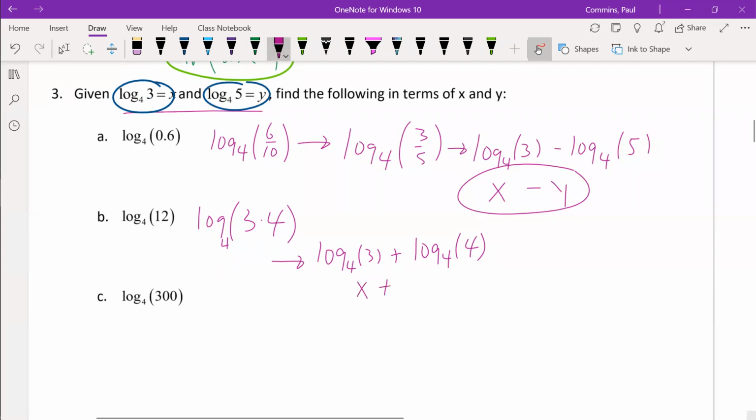And the log base 4 of 4 is the power to which I have to raise 4 to get 4. So it's asking this question right here. What is that power? That's obviously 1.